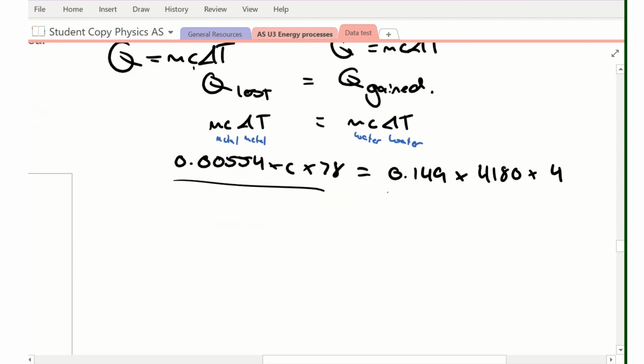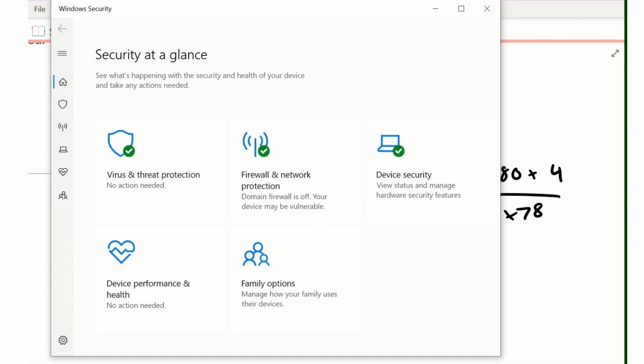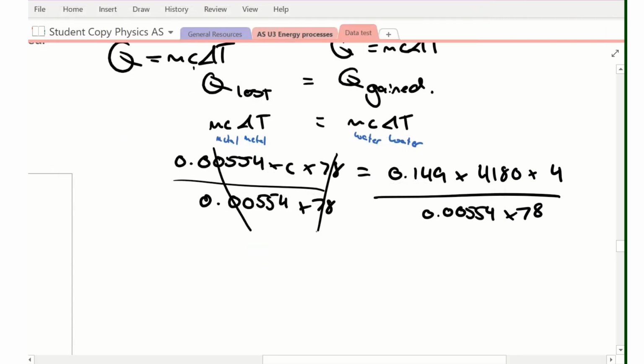Okay, now all we have to do is divide this on both sides. 4, that's a terrible 4, times by 78, and do that on both sides. And you remember, you can simplify stuff. You don't have to put all of this in the calculator. However, it will not matter, as long as you're putting it in right, I suppose. Right, that cancels, that cancels. All we're left with is C. So 0.149 times by 4,180 times by 4.